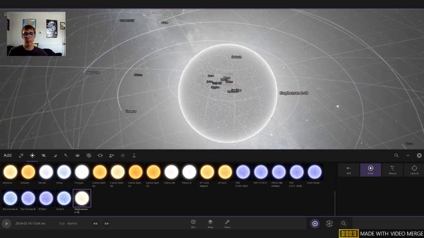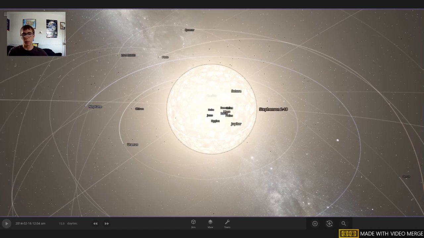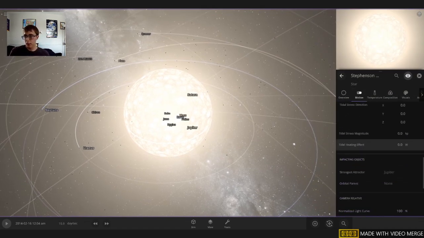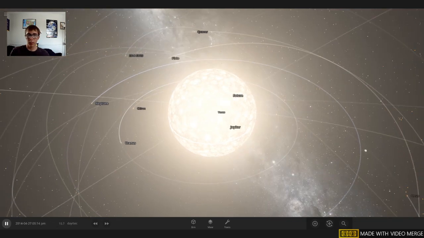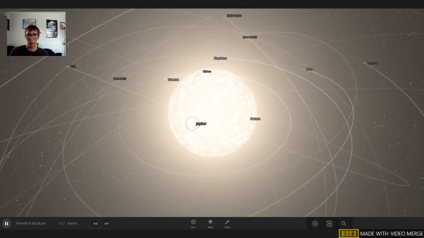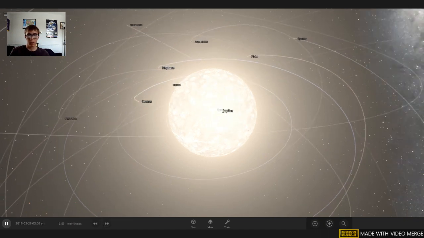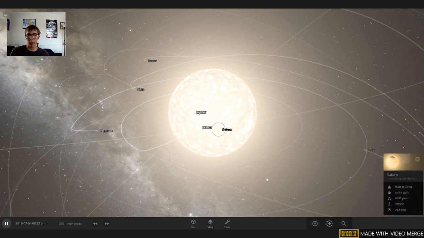It's called Stephenson 2-18. We're going to have to lock it in place because it's going to move and go all over the place. So we're going to lock it. We're going to auto-orbit. Let's see what happens. So all of that stuff will be consumed or destroyed by the star. I'm going to speed time up and... Okay. And they are moving inside the star.